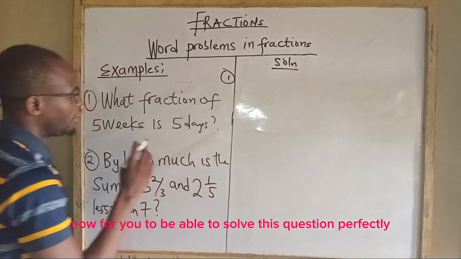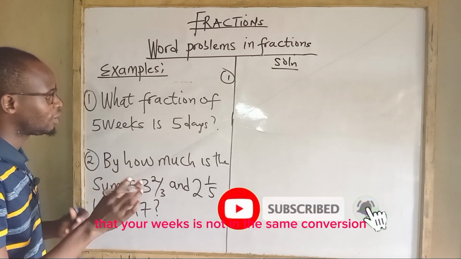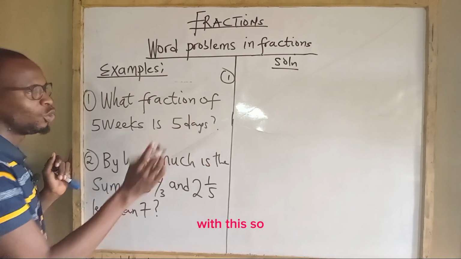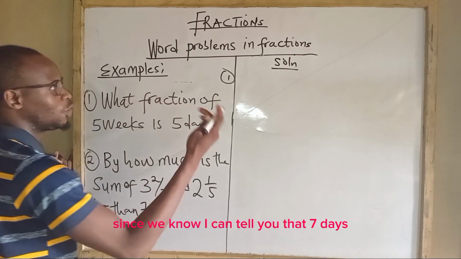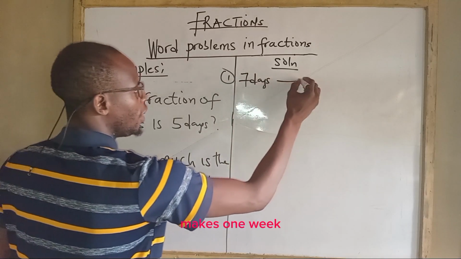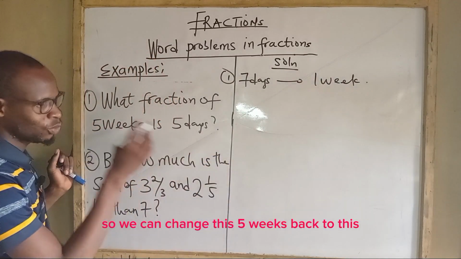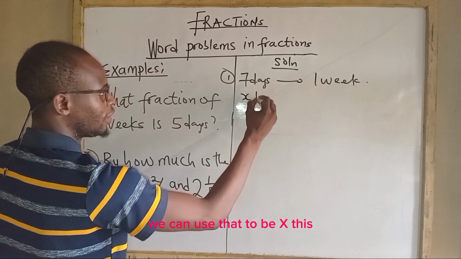Now, for you to be able to solve this question perfectly, you observe clearly that the weeks are not in the same unit as the days. So you are expected to convert these 5 weeks back to days, since we know that 7 days makes 1 week. Since you don't know the number of days in 5 weeks, we can let it be X days.